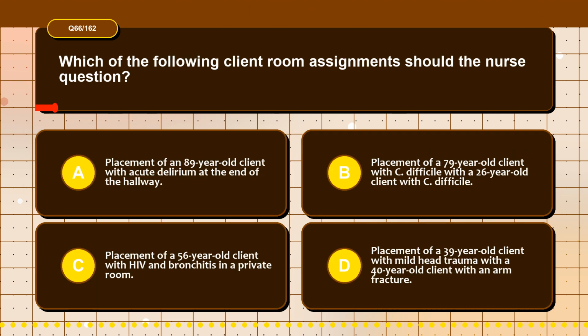Question 66. Which of the following client room assignments should the nurse question? Here are the options. Option A. Placement of an 89-year-old client with acute delirium at the end of the hallway. Option B. Placement of a 79-year-old client with C. difficile with a 26-year-old client with C. difficile. Option C. Placement of a 56-year-old client with HIV and bronchitis in a private room. Option D. Placement of a 39-year-old client with mild head trauma with a 40-year-old client with an arm fracture.